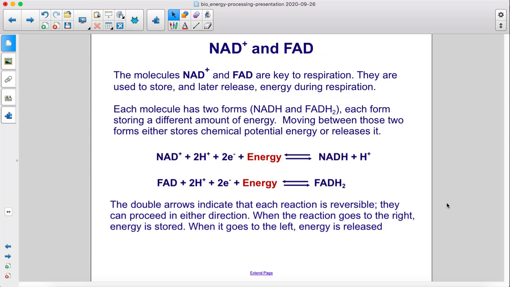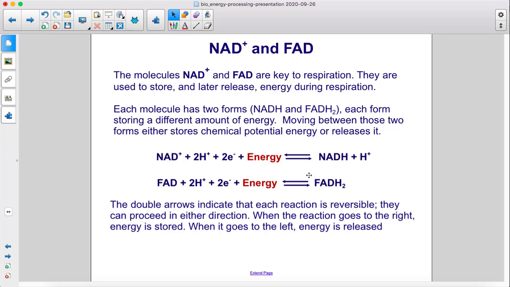The molecules NAD+ and FAD are key to respiration. They are used to store and later release energy during respiration. Each molecule has two forms, NADH and FADH2, each form storing a different amount of energy. Moving between those two forms either stores chemical potential energy or releases it.